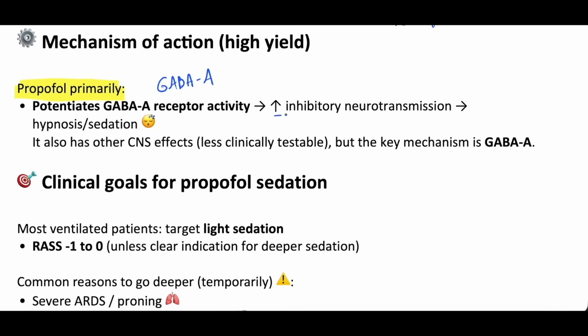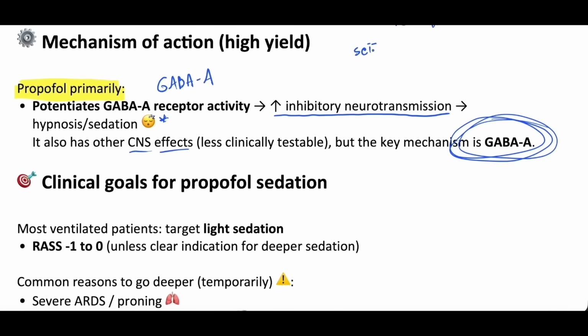And this increases the amount of inhibitory neurotransmission, causing hypnosis and sedation. Now, propofol does have some other CNS effects. These aren't as clinically testable and probably don't play as much of a clinical role. The key mechanism here is that it's GABAergic. And this is also important to note for other things, right?